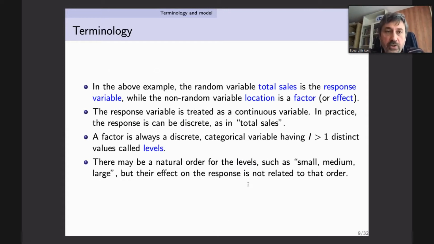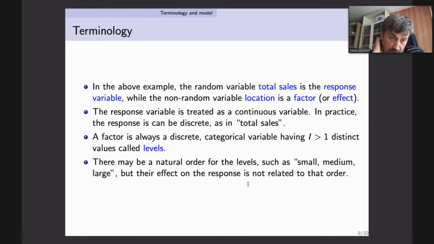Let's fix some terminology for one-way ANOVA. The total sales is going to be a response variable, and the location, which is a city now, is going to be called a factor or effect. The response variable is always treated as a continuous variable, although it's not in this case. Total sales are euros and cents, so it's a discrete thing, but you could think of it as continuous. And a factor is always discrete.